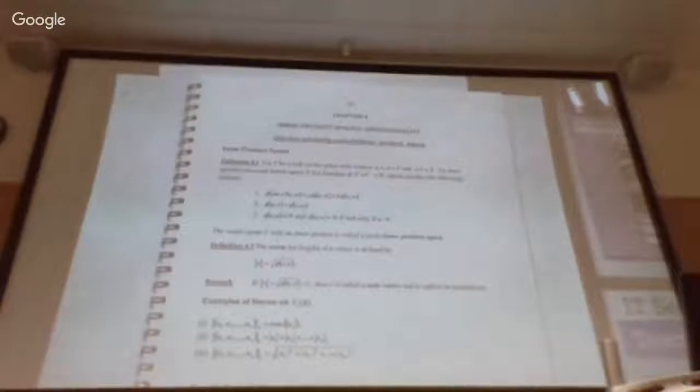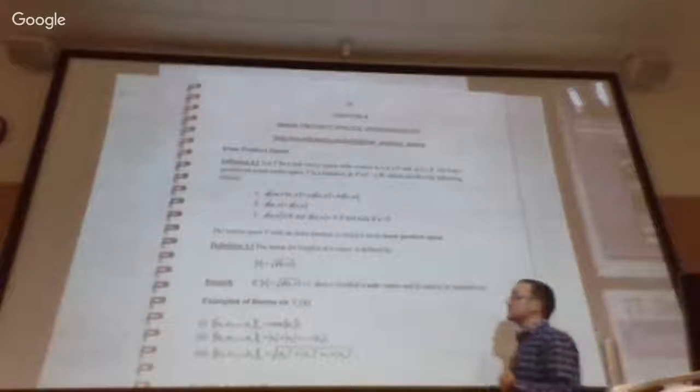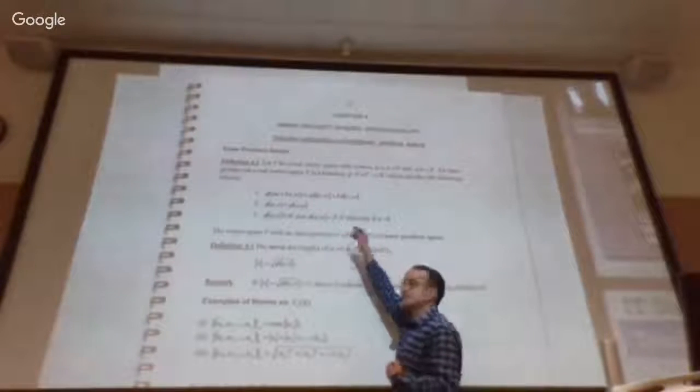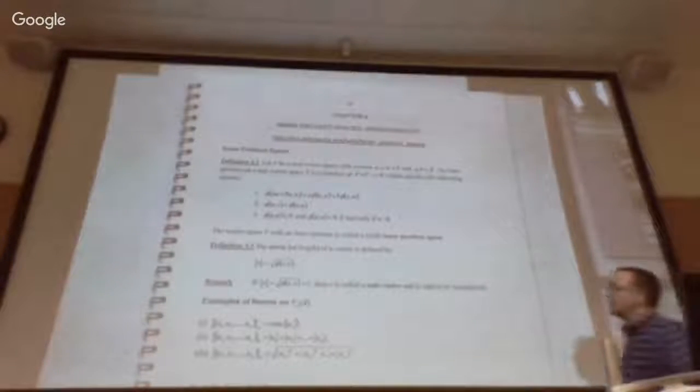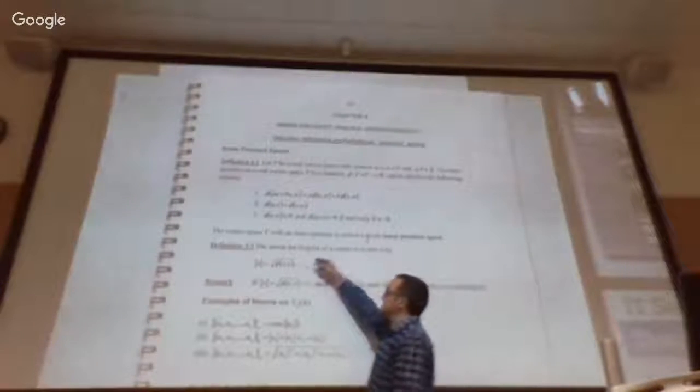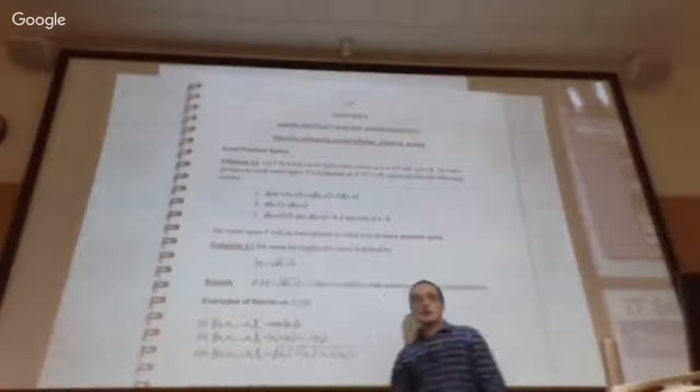It says the inner product of any vector with itself is non-negative, greater than or equal to 0, and it can only take the value 0 in one case, when u is the 0 vector itself. So the 0 vector has an inner product of 0 with itself. Every other non-zero vector has a strictly positive inner product with itself.